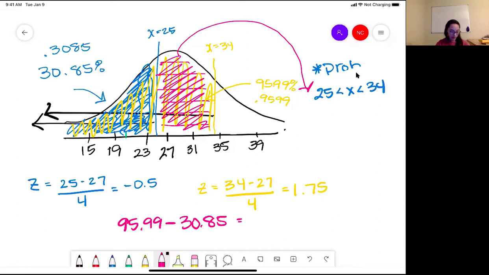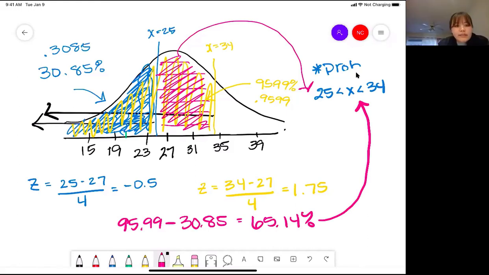We got 30.85. So I got 65.14. Okay. 65.14 represents the probability that I'm going to get some random raw score between 25 and 34 in this distribution under the assumption that it's normally distributed. Have I lost anybody?